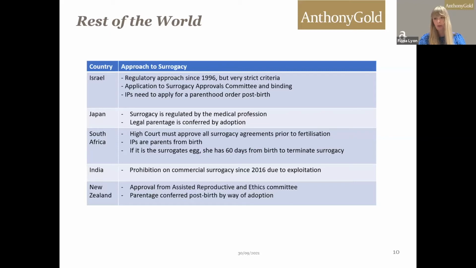So that might not be an option for a lot of people. Again, lots of surrogacy arrangements used to happen in India, but commercial surrogacy has now been banned since 2016, and that is due to widespread exploitation. South Africa and New Zealand, both quite progressive countries in that respect. You'll see there that New Zealand, again, approves by committee, but you still have to adopt. So a real range there across the world on approach to surrogacy.